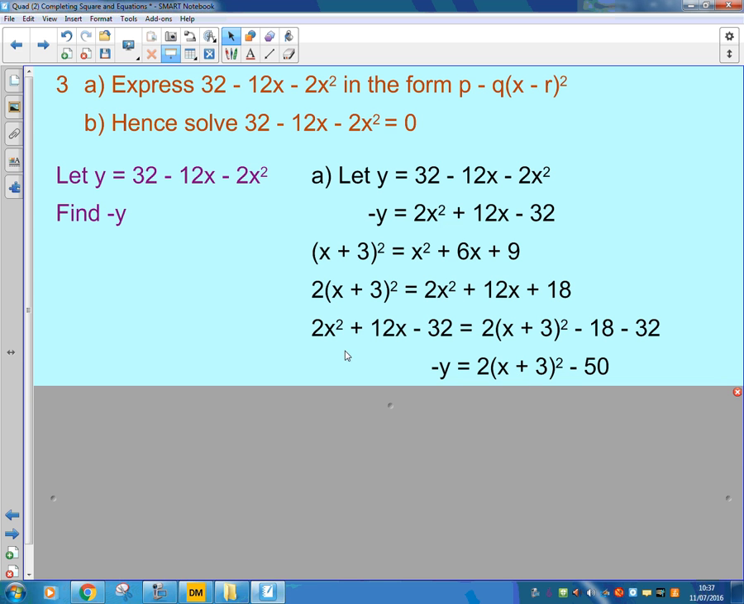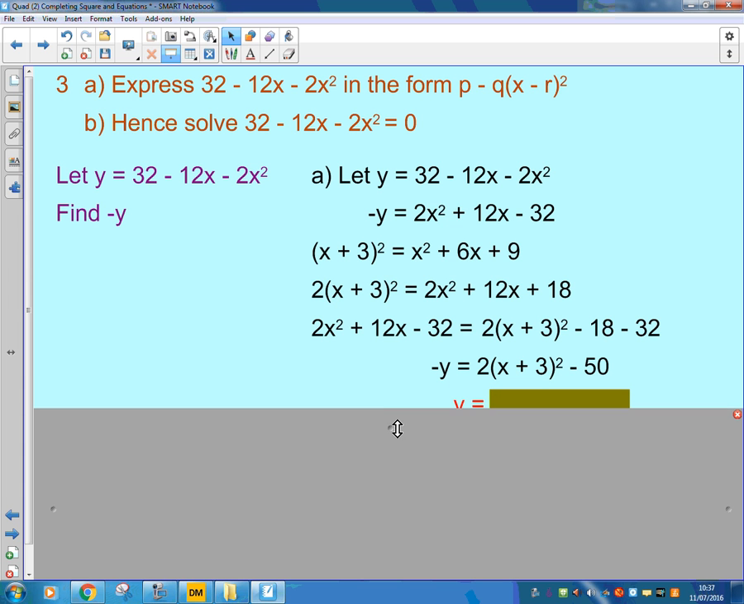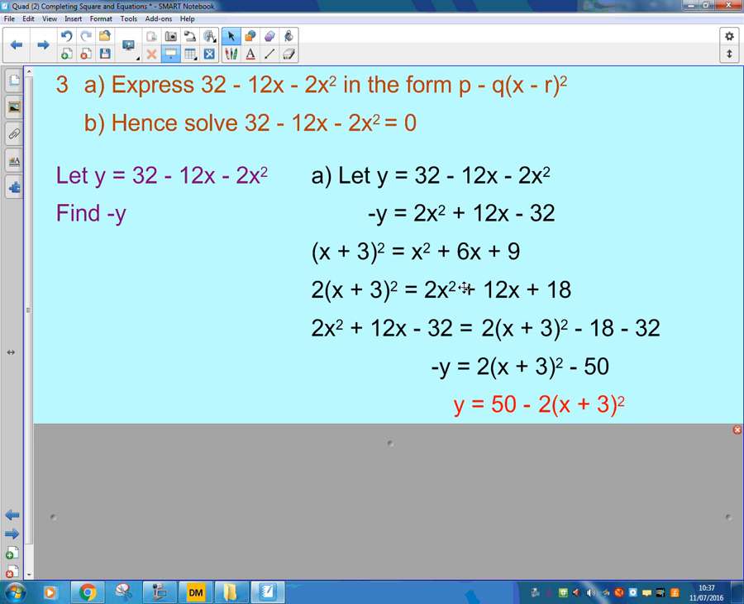However, be careful, that there is minus 1. So minus y is 2x squared plus 12x minus 32. Minus y is 2 brackets x plus 3 all squared minus 50. So y is going to be the other way around. Instead of 2 lots of x plus 3 all squared take away 50, it'll be 50 take away 2 lots of x plus 3 all squared. Now we've got it in the right form. P is 50, Q is 2, R, instead of x minus r, is going to be minus 3 because it's x plus 3 all squared. So that's what our y is.